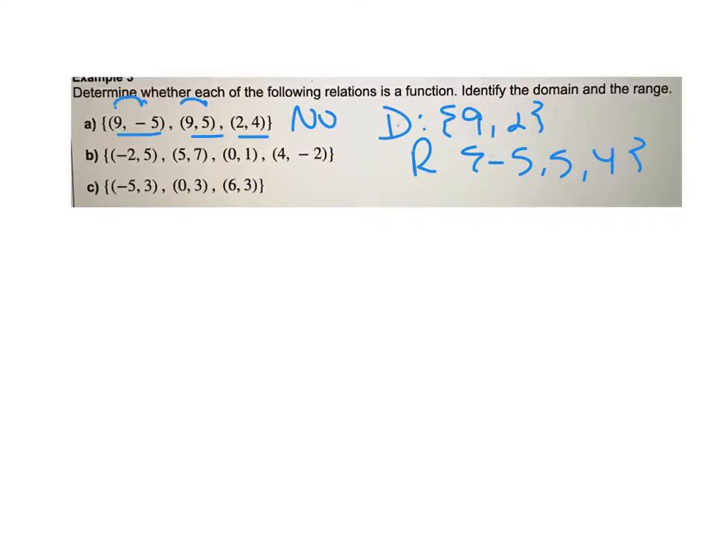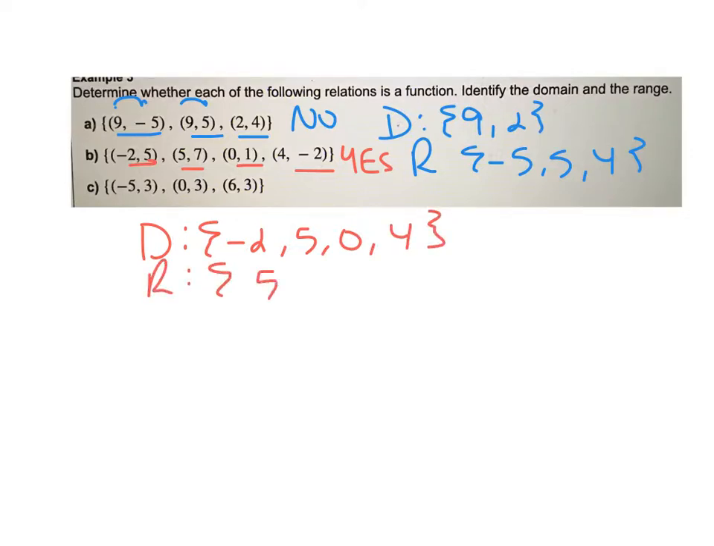If you look at the second one, all the x's are different, which means we're in good shape there, so that's a yes. That one is a function. Your domain would be your x's, which would be -2, 5, 0, and 4. I should probably get those in order. The range of your y's, 5, 7, 1, -2.